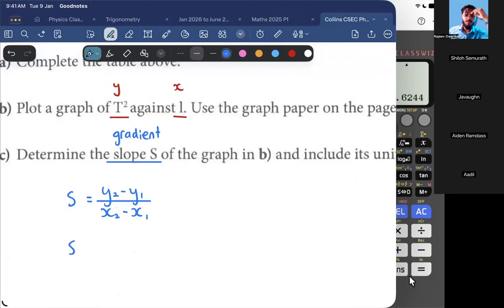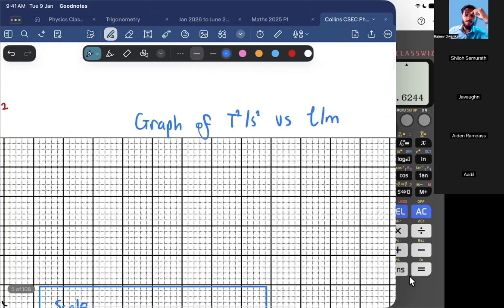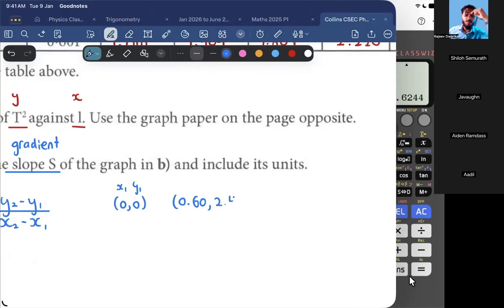And you want to put down the points that you're going to use. This is advisable. Put down the points that you pick from the graph. 0, 0, label it x1, y1. And you want to put the other point you're going to use. I think it was 0.60, 2.40. So x2, y2.